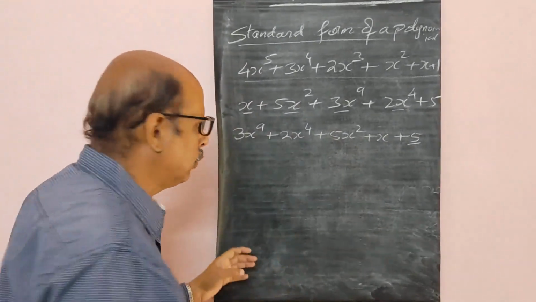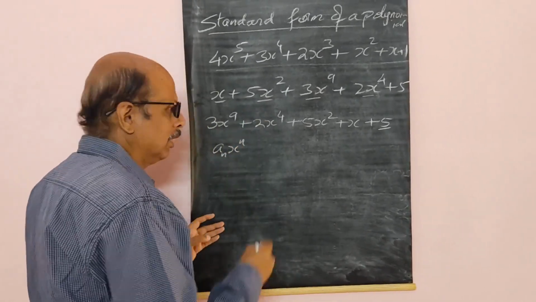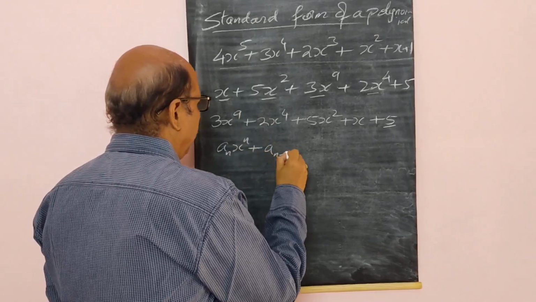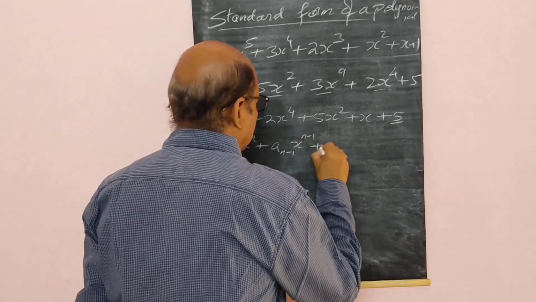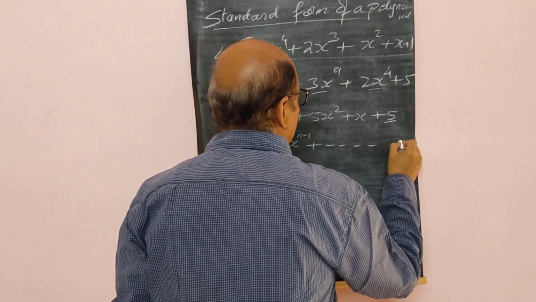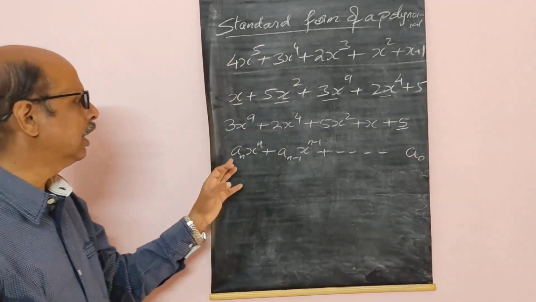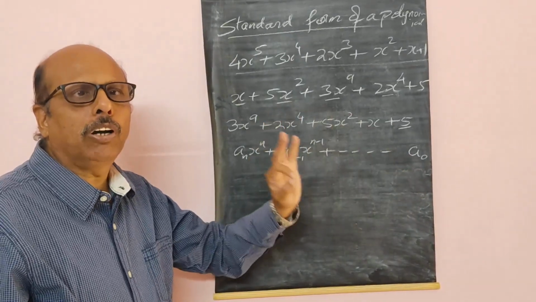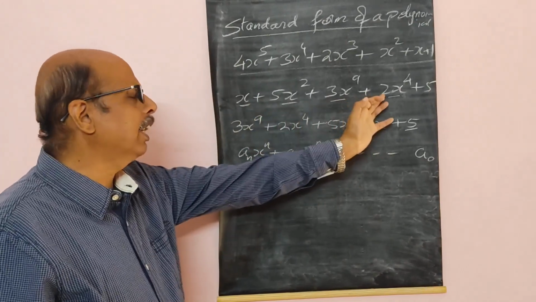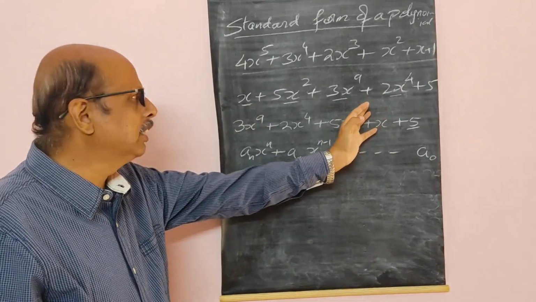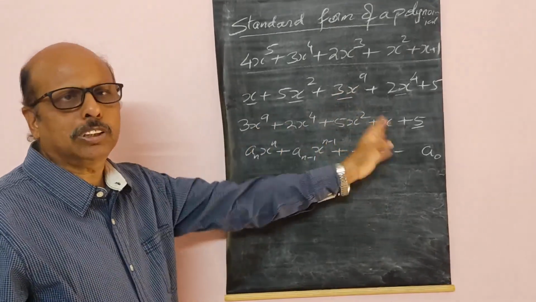So in general, you write it as a n x raised to n plus a n minus 1 x raised to n minus 1 plus, it goes like this, and lastly you get a 0, lastly a pure number only. This is the standard form of a polynomial. Usually they will write an expression in a random way, and they will tell you to arrange it to give the standard form of this expression. This is the standard form of this expression.